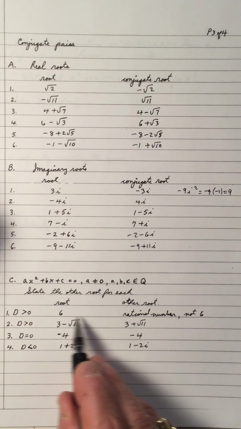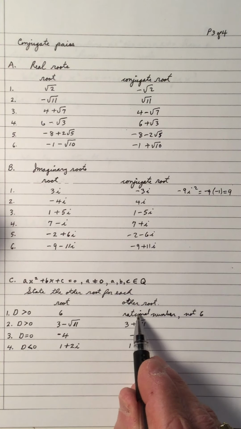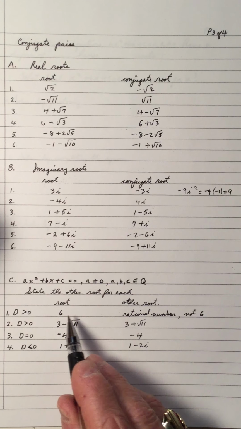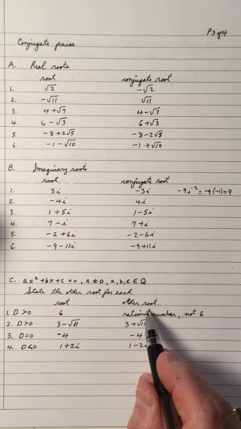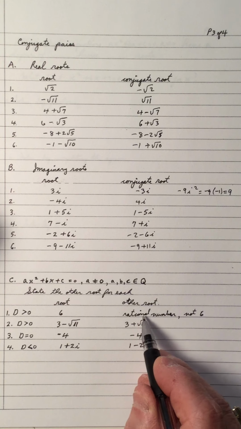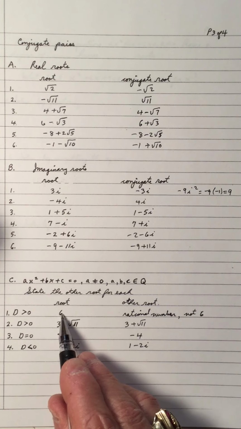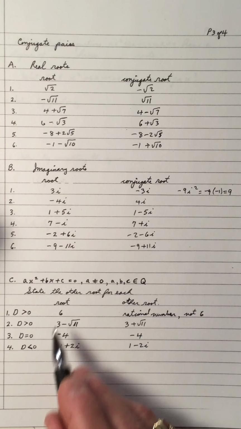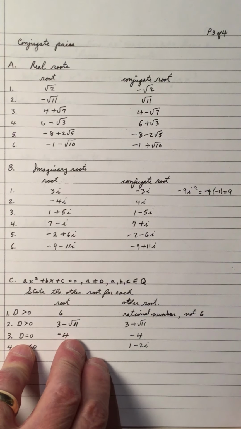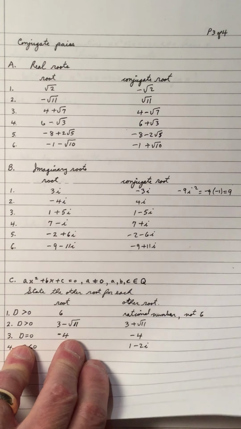And right here, you could have any rational number. If you have 6, you could have a 2, you could have a negative 3, you could have 1/2, you could have a negative 7/8, any other number, but not 6. And you can't have an irrational number for this one. You can't have an imaginary number for this one. Just reviewing what we learned.